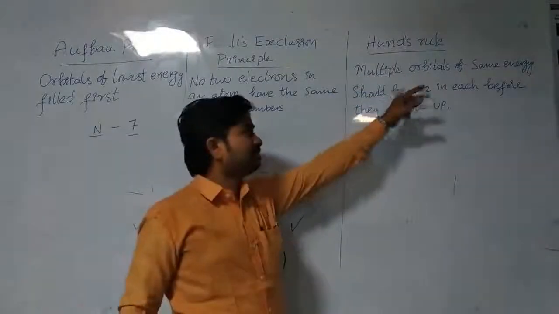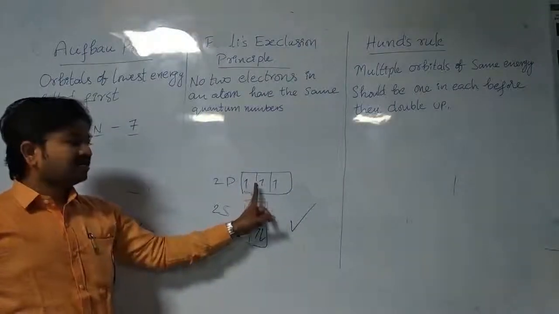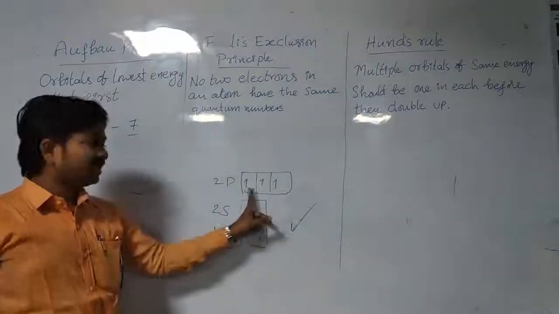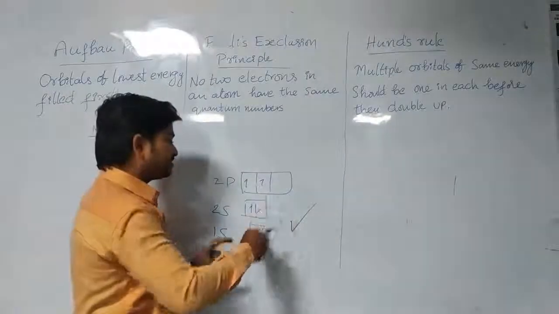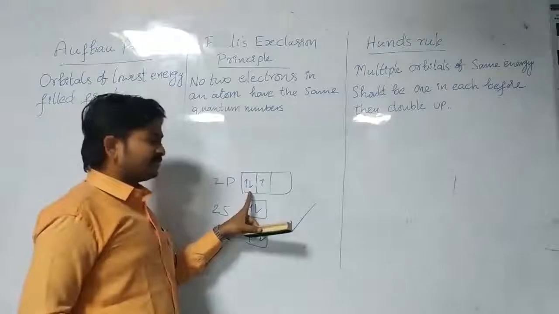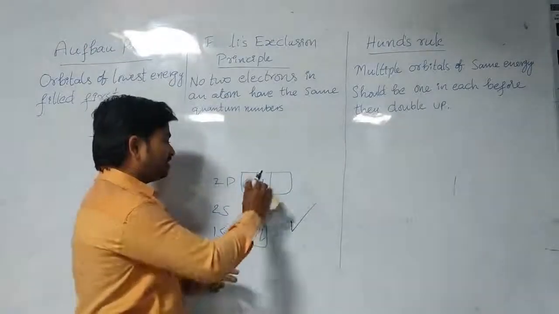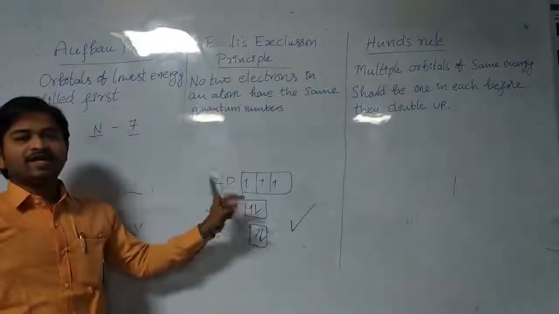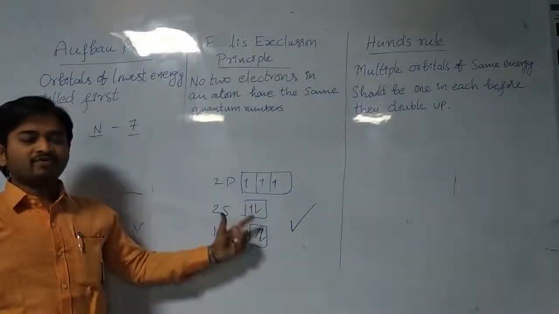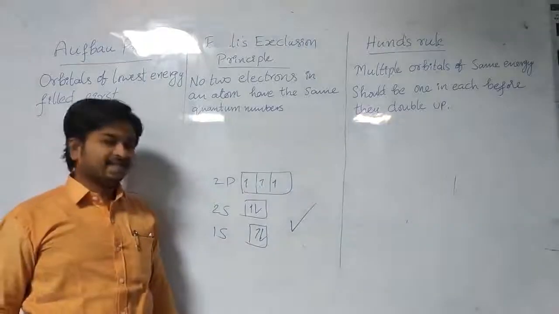Next, Hund's rule says that in the final subshell, one electron should be filled in each orbital first, then it will double up. If I do it otherwise, with one orbital getting two electrons first, it will not satisfy Hund's rule. First each orbital should be filled, then only should it double up. If you follow all this, we can satisfy all three rules.